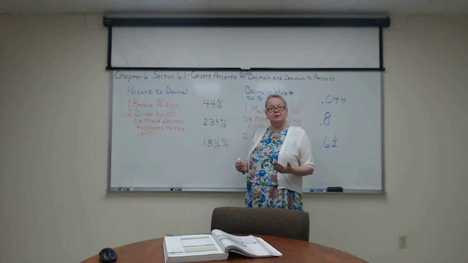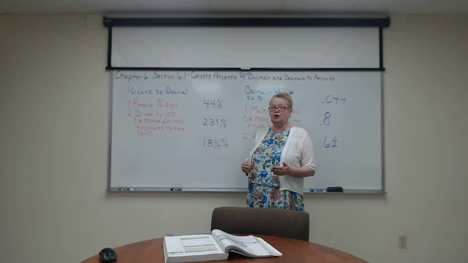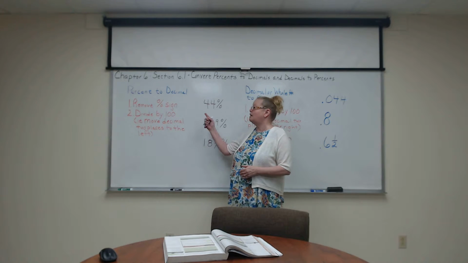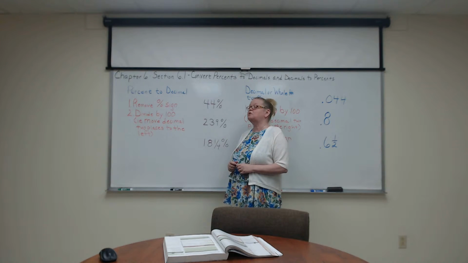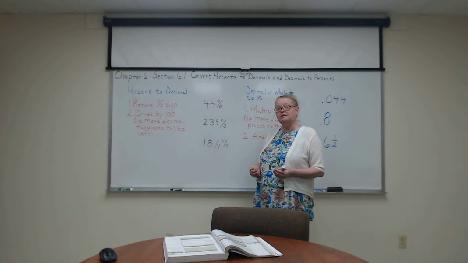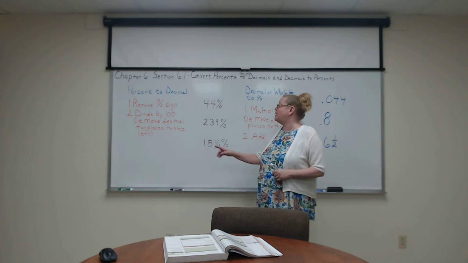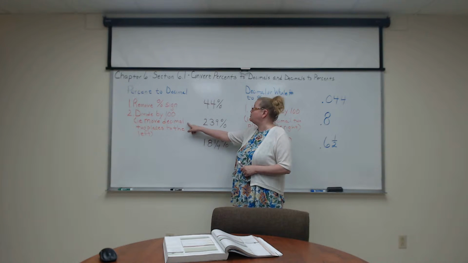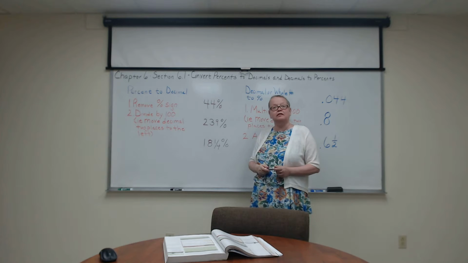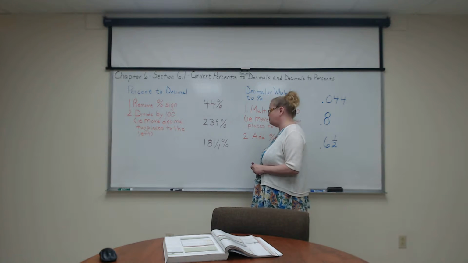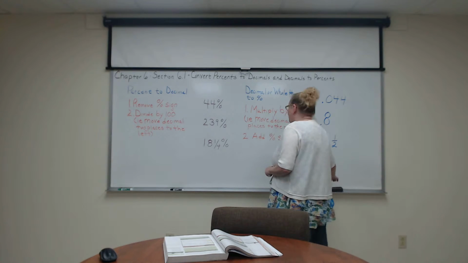What this basically means, if you remember when we were talking about multiplication and division of powers of 10 back when we were doing decimals, is moving the decimal point in different directions. We're doing the exact same thing here. We're going to move the decimal point 2 places to the left. So let's do a couple of practice problems.